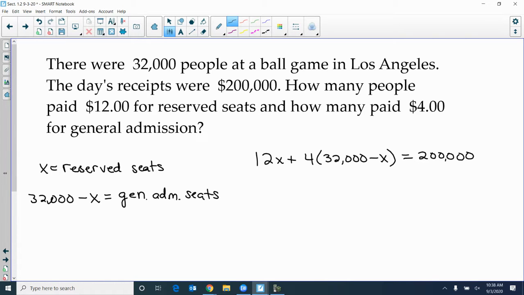200,000. That's the issue with word problems. You've got to get the equation. If you get the equation wrong, then everything else is going to be wrong after that. You have to be able to analyze your answer to see if it makes sense. So go ahead and multiply by 4. Go ahead and solve for X. See what you come up with. I'll do it here in a second.